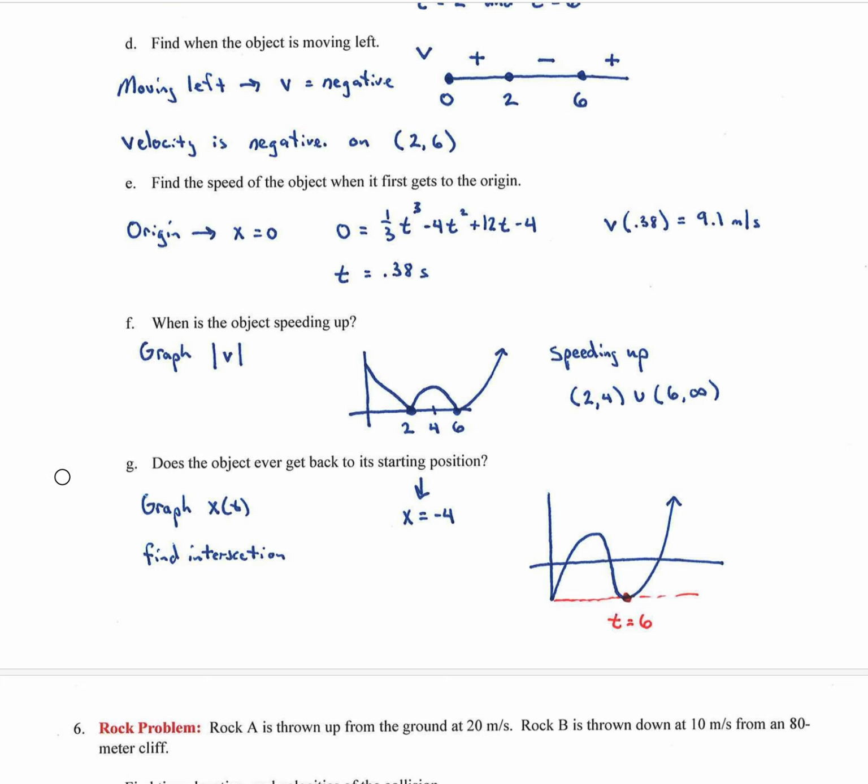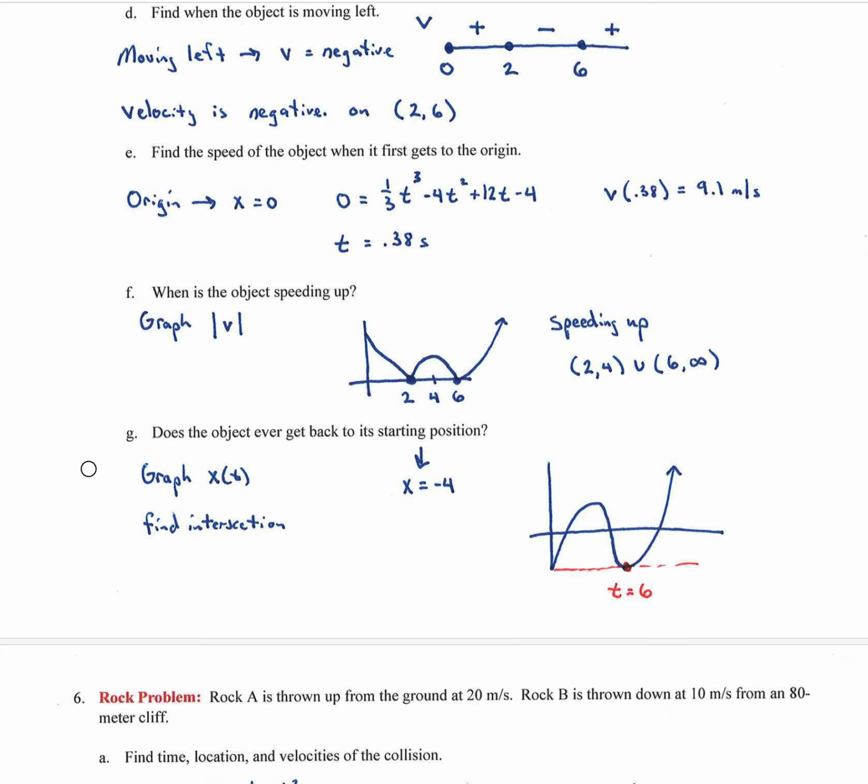Does the object ever get back to its starting position? Sure. Starting position is negative 4, so why don't we just graph and see if there's an intersection between those curves? So I just graphed negative 4, and I graphed the position. I'm like, oh yeah, look at that. When t equals 6, so after 6 seconds, I'm actually just back to where I started, and after that, I'm going right for the rest of the time.